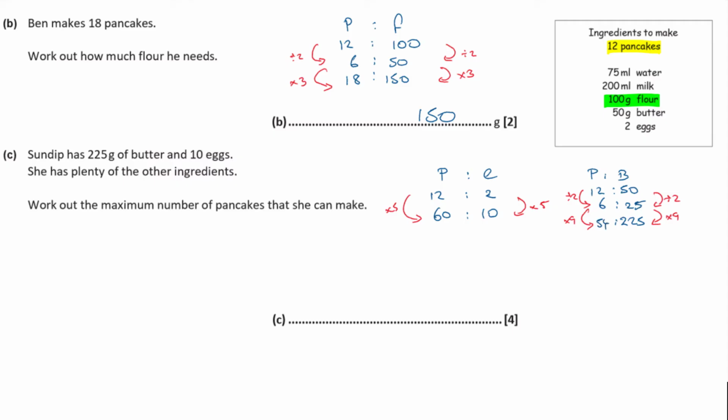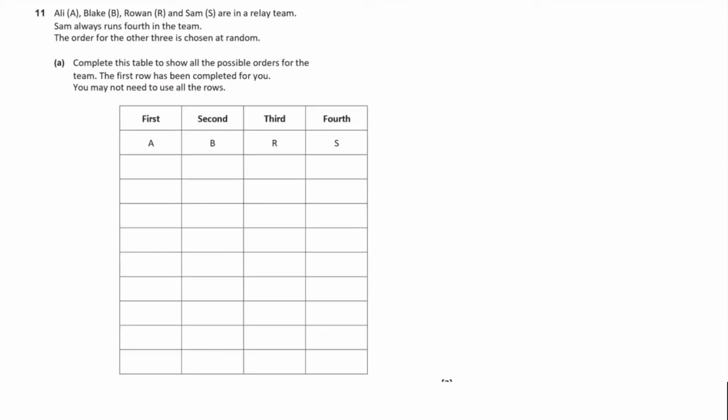So I've got enough eggs to make 60 pancakes, but I've only got enough butter to make 54. So that's going to be the limiting one, isn't it? If I've got enough eggs to make 60, then I've got enough eggs to make 54. But if I've only got enough butter to make 54, then I don't have enough butter to make 60. So 54 is the maximum I can make, isn't it? So 54.